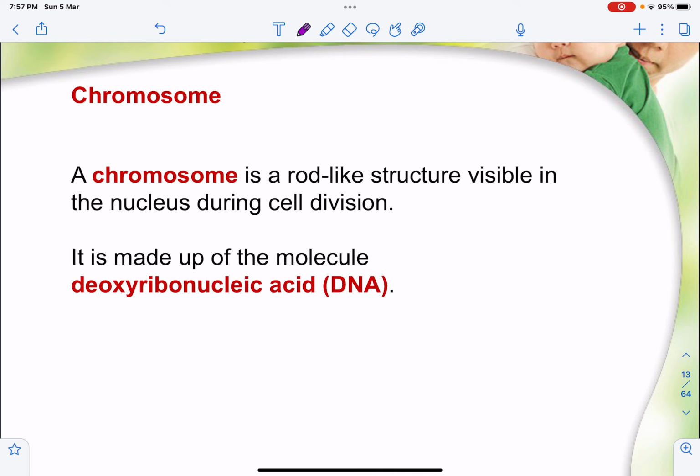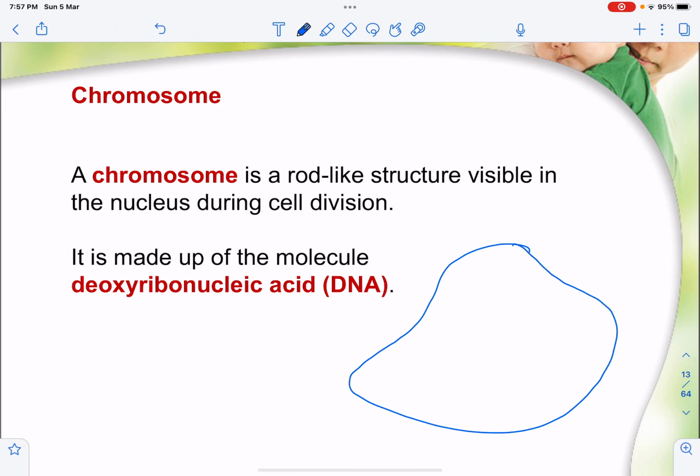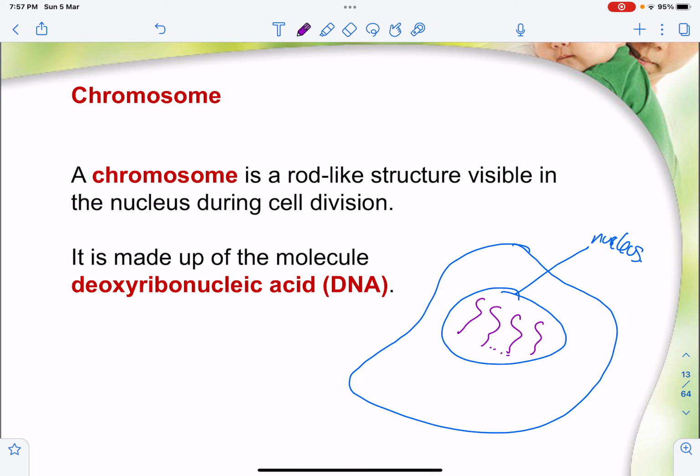So a chromosome is this rod-like structure that is visible in the nucleus during cell division and is mainly made up of DNA. If you remember in chapter 2, which is cell, we realized that inside an animal cell there is a nucleus. So this is the nucleus. And inside it you have multiple chromosomes. Okay, there's quite a lot. In humans there's about 46 of them. And for it to be visible, it has to be tightly condensed, which we talk about in the chapter of cell division.